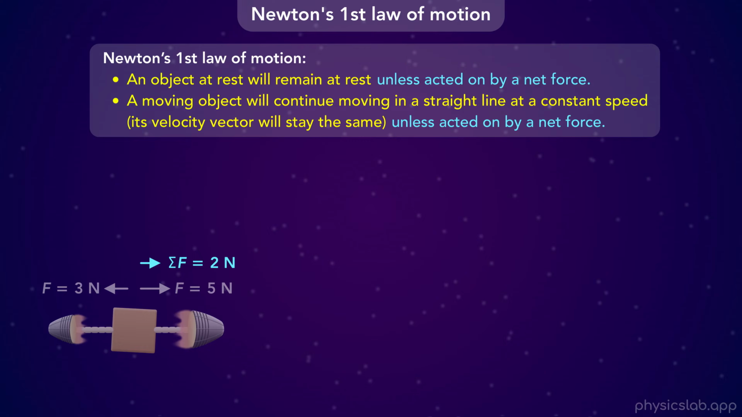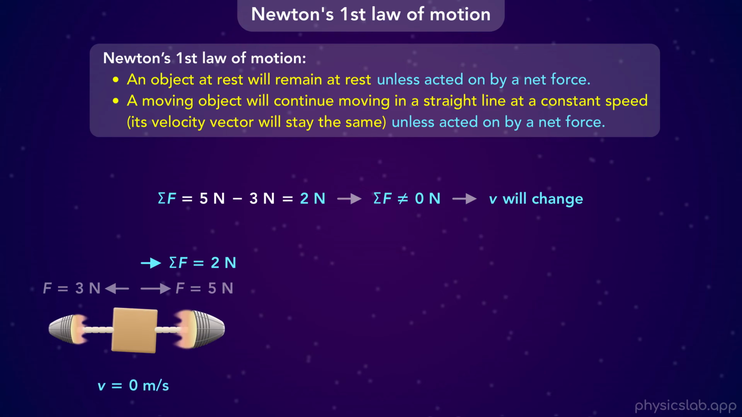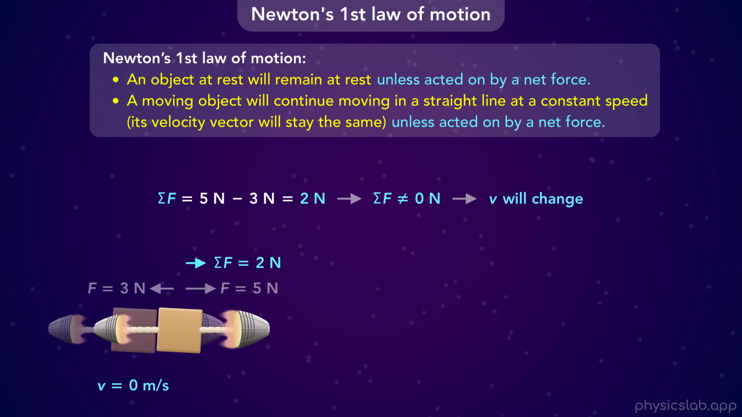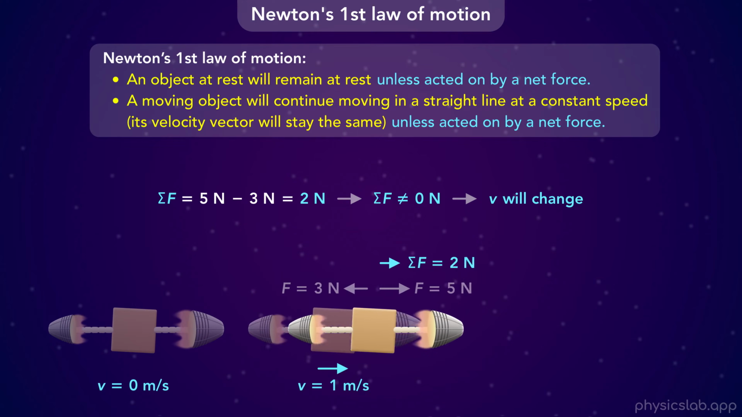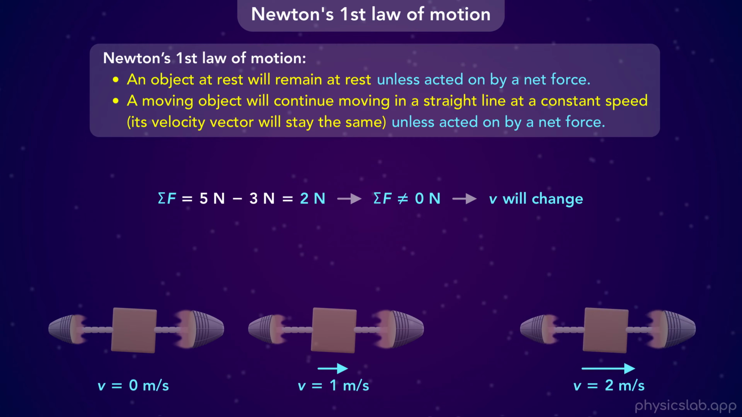According to Newton's first law, the box will not remain at rest or move at a constant speed. The net force is not 0, so the velocity will change. It turns out that the box will accelerate and speed up in the direction of the net force, which will be explained by Newton's second law. So if this box started at rest, the net force of 2 newtons will cause it to start moving and speed up over time.